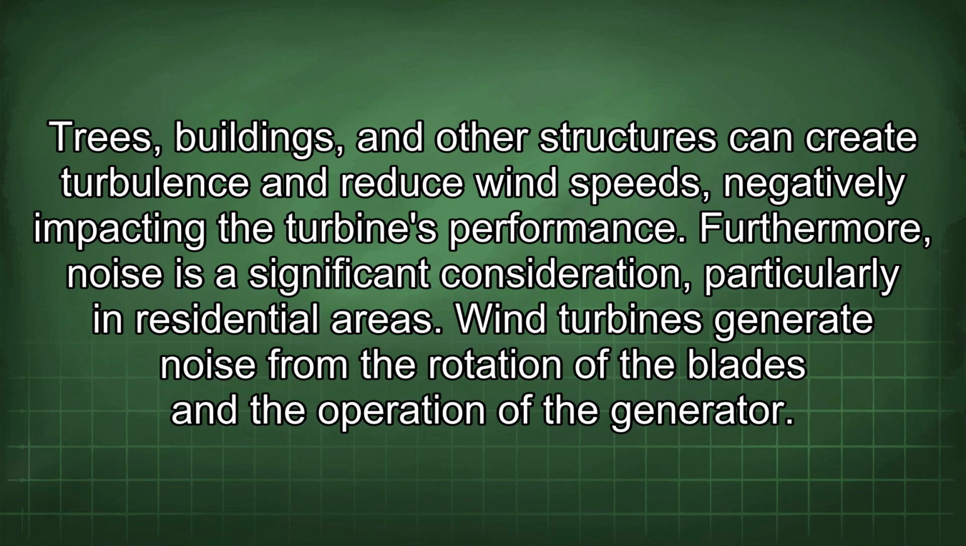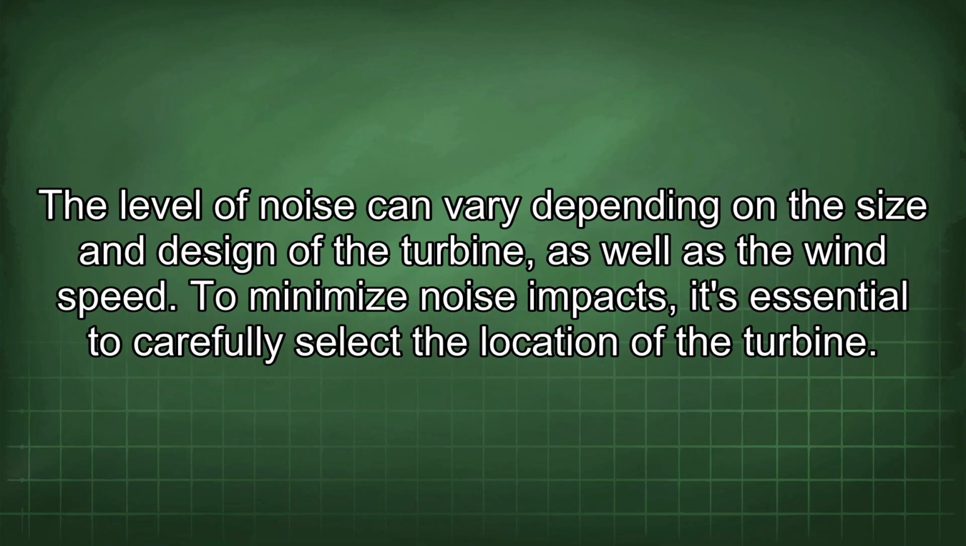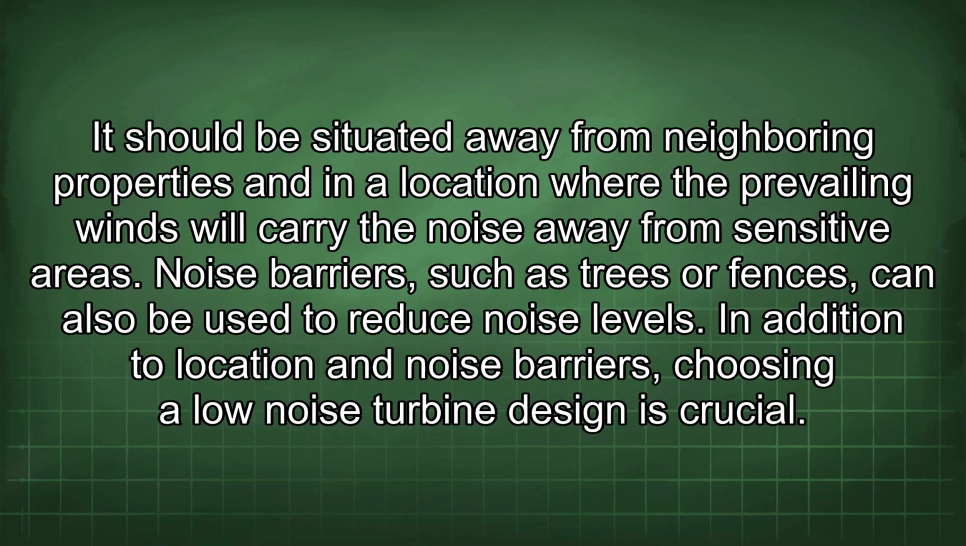Wind turbines generate noise from the rotation of the blades and the operation of the generator. The level of noise can vary depending on the size and design of the turbine, as well as the wind speed. To minimize noise impacts, it's essential to carefully select the location of the turbine. It should be situated away from neighboring properties and in a location where the prevailing winds will carry the noise away from sensitive areas. Noise barriers, such as trees or fences, can also be used to reduce noise levels.